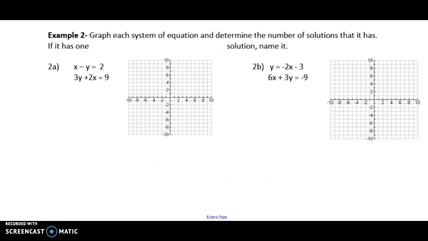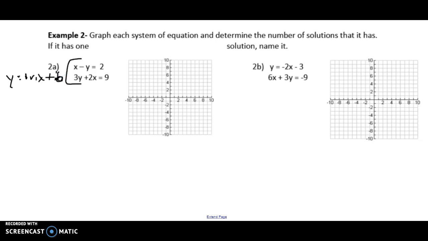So now instead of looking at a graph, we're going to actually graph each system of equations and determine the number of solutions that it has. If it has a solution, name it. So on 2A here, I have two equations that I'm given. These are my systems. I'm going to go ahead and graph each of these. First of all, in order to graph them, I want to get them into y equals mx plus b form. That's going to be my easiest bet here.